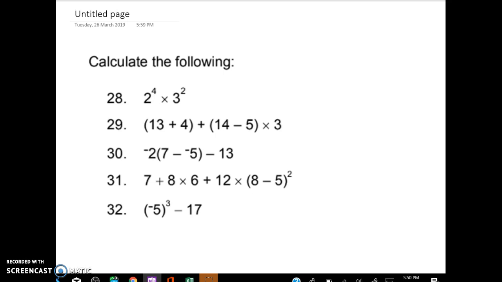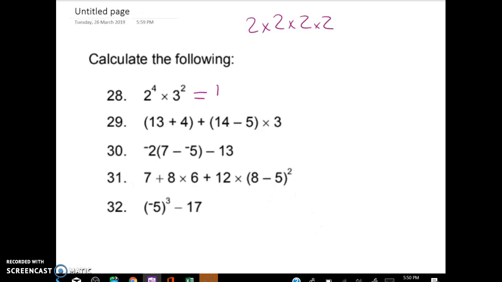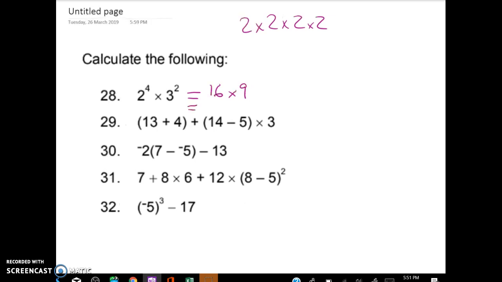Okay, so the first one is a straightforward question about powers, as long as we remember what 2 to the power of 4 is. So 2 to the power of 4 is 2 times 2 times 2 times 2, right? And 3 squared is 3 times 3. So that gives me 16 times 9. Now, I should have said at the start, for these questions, you need to make sure you're showing your working. So here we've got equals 16 times 9, and that gives me what? 16 nines, 160, take away 16, 144.